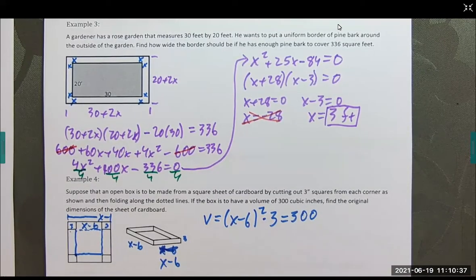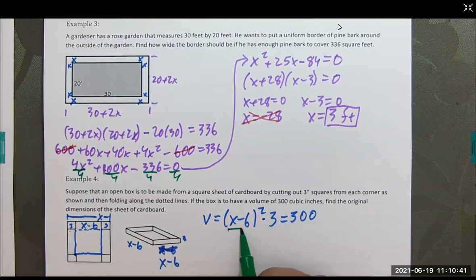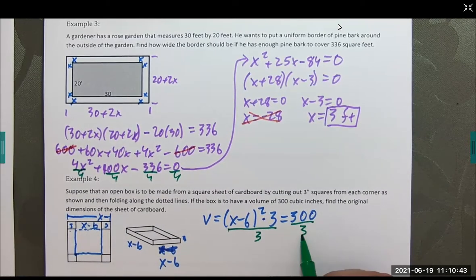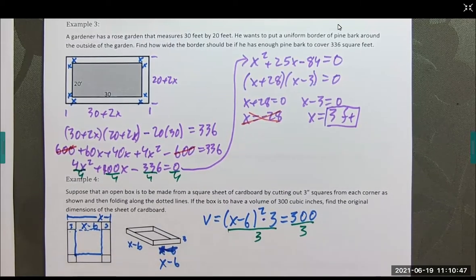cubic inches. Now I'm going to notice before I do anything, I can divide the 3 out to both sides. So divide by 3, divide by 3. The volume of a rectangular box is length times width times height. That's where that comes from.